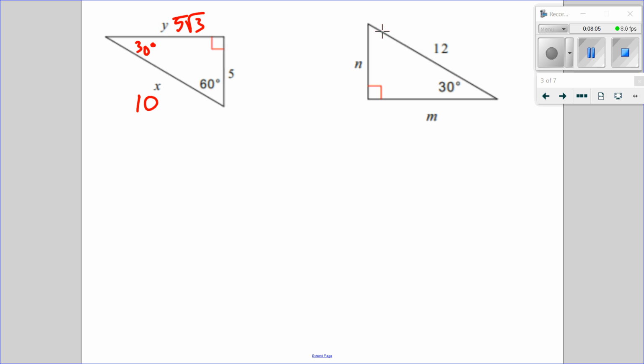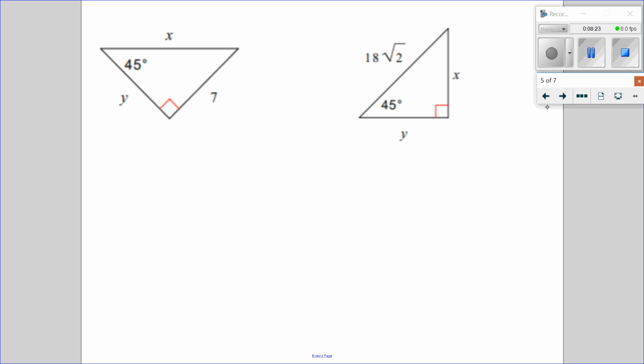In this case, they give me a hypotenuse. But I know across from the 30, here's the short leg. The short leg always has to be half of the hypotenuse. So that means m is going to be the short leg times root 3. I haven't touched the calculator, haven't used SOHCAHTOA, anything like that.